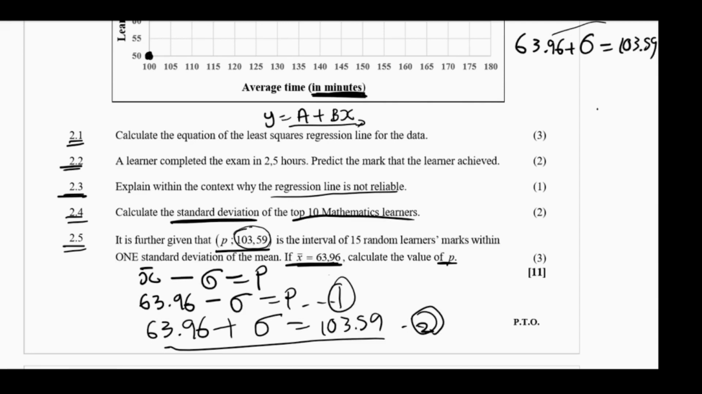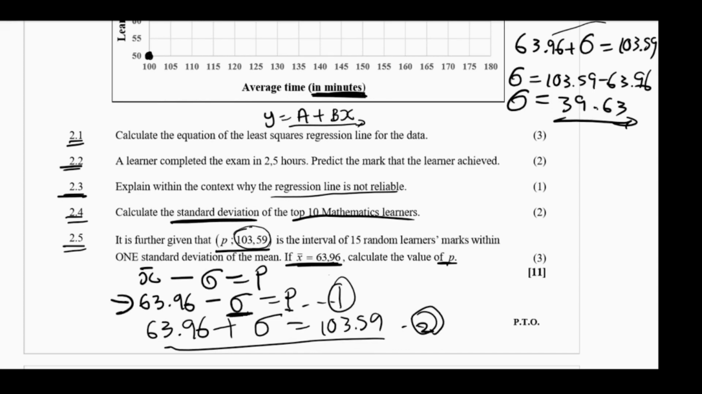Transpose the 63.96 to the other side, you have standard deviation is equal to 103.59 minus 63.96, right? And the answer you're supposed to get here is 39.63 for this one here. And then you go back to your equation 1, where you already have this. Now you want to find the value of p. So you're going to say in equation 1, it's 63.96 minus the standard deviation is equal to p, and then 63.96 minus what's this value here we found to be 39.63.